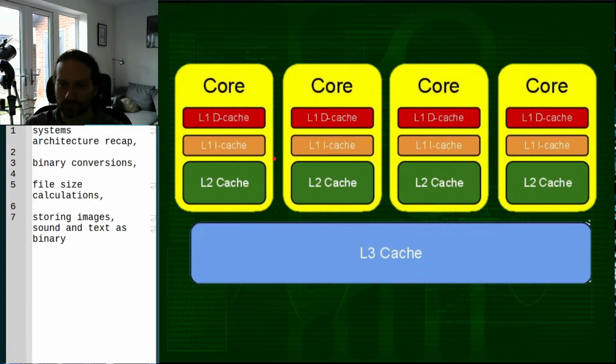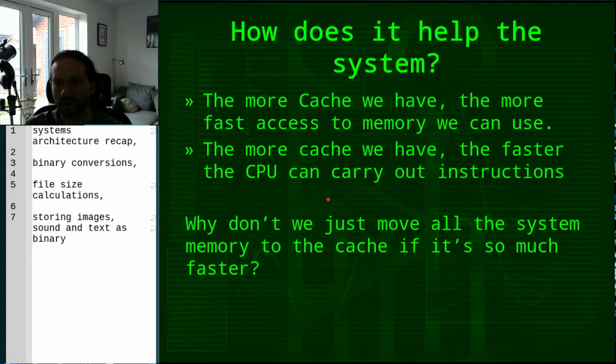Okay, you don't need to know about that. So these are the key points. The more cache we have, the more fast access to memory we can use. The more cache we have, the faster the CPU can carry out instructions.